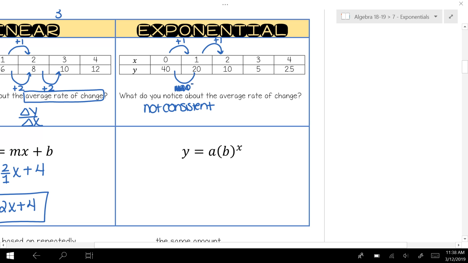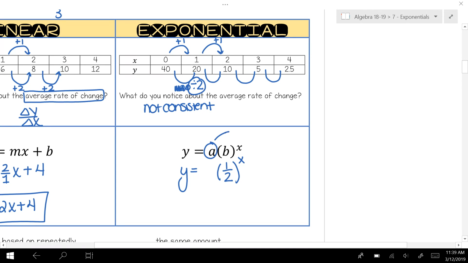To get from 40 to 20, I'm dividing by 2. Half of 20 is 10. Half of 10 is 5. Half of 5 is 2.5. So that's definitely where I'm going to start, and that's why you know it's an exponential. And that b is what you're multiplying by. So when you're dividing by 2, that's the same thing as multiplying by a half to the x.